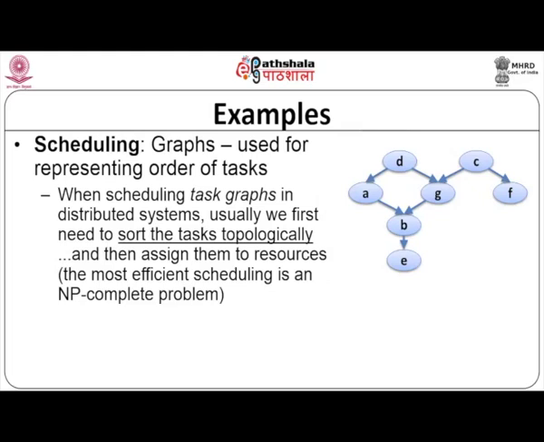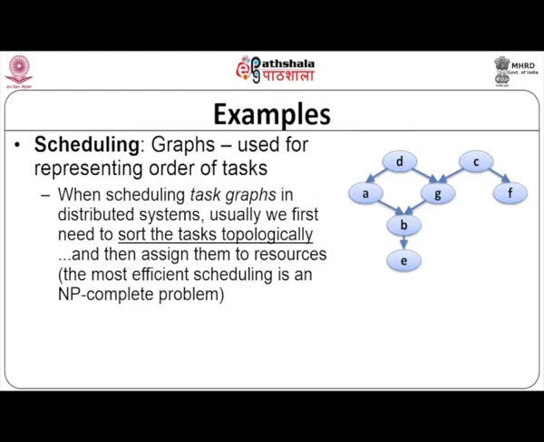So, for example, scheduling is used for representing the order of tasks. When scheduling task graphs in a distributed system is an application, we first need to sort the tasks topologically and then assign them to resources, and the most efficient scheduling algorithm is an NP complete problem.